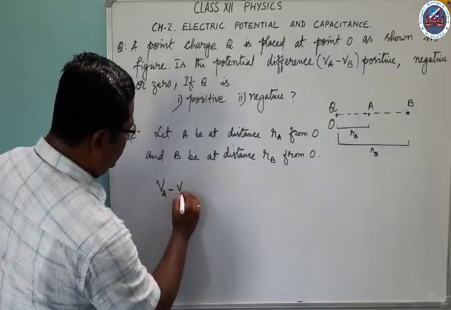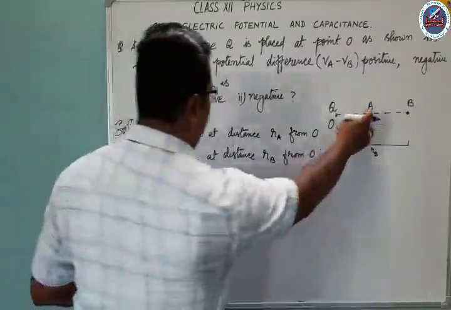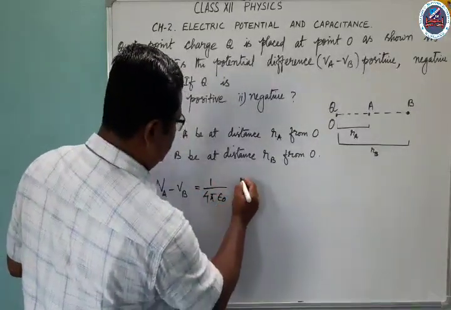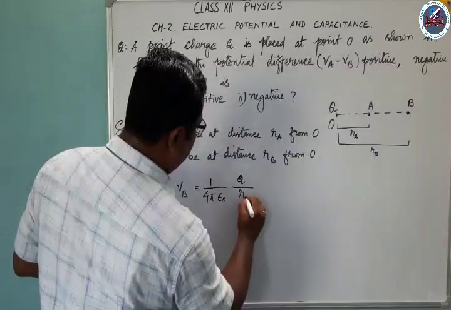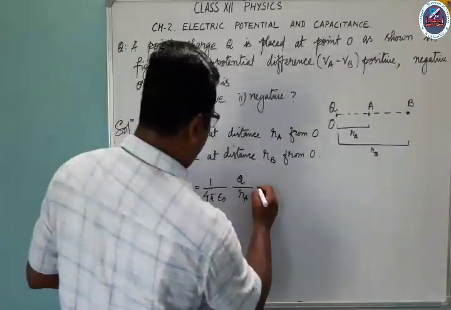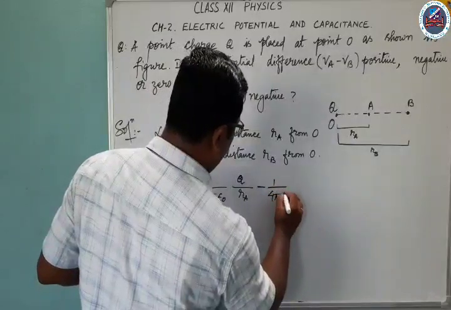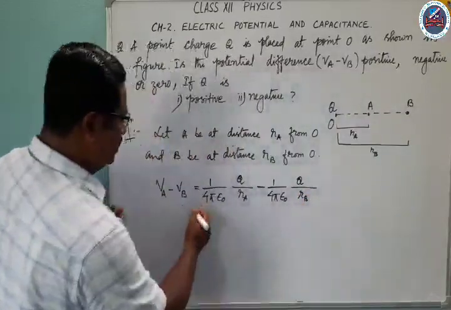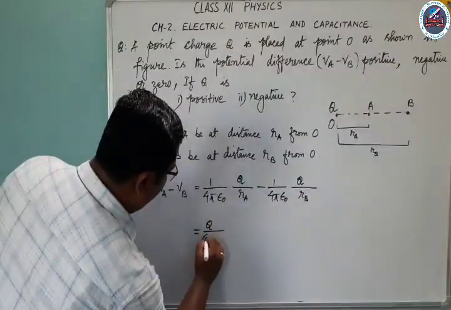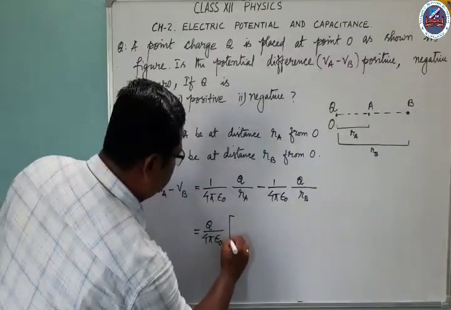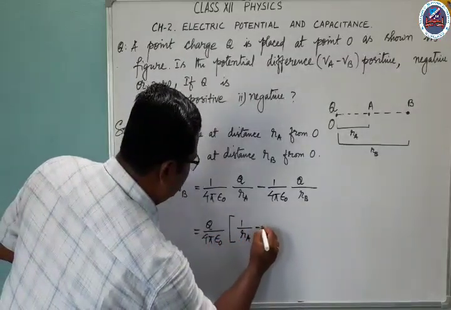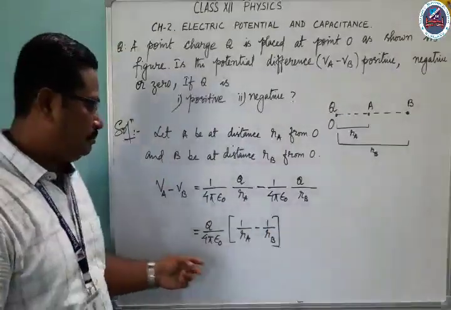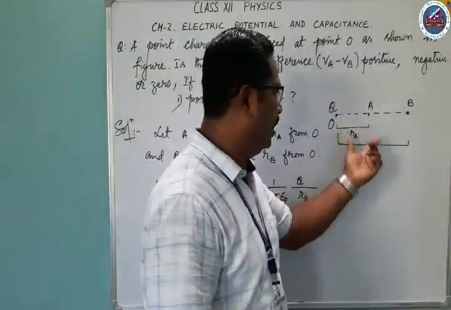So the difference in potential is VA minus VB. Potential at point A, by using our previous formula, we can write 1 by 4 pi epsilon naught. The charge here is Q divided by distance is RA, and potential at point B will be 1 by 4 pi epsilon naught. Charge is Q divided by distance is RB. So you will get like this, Q divided by 4 pi epsilon naught is common, 1 by RA minus 1 by RB.